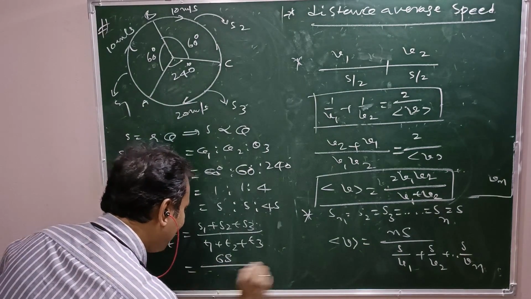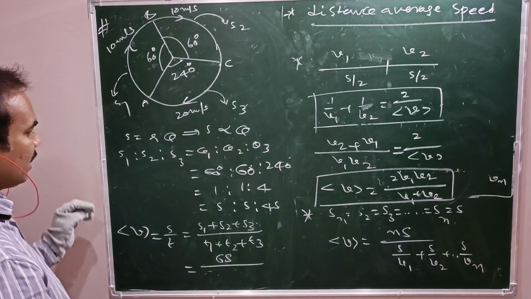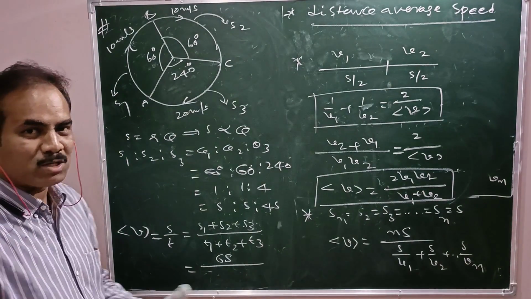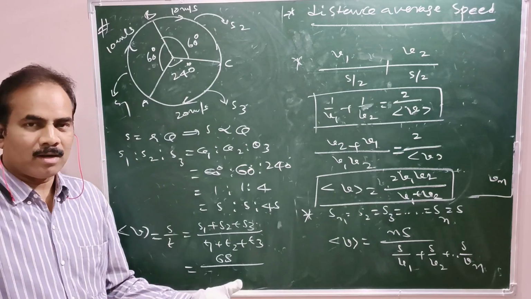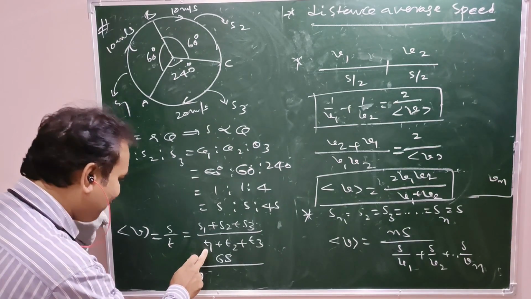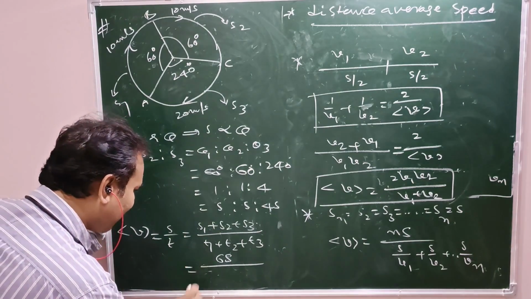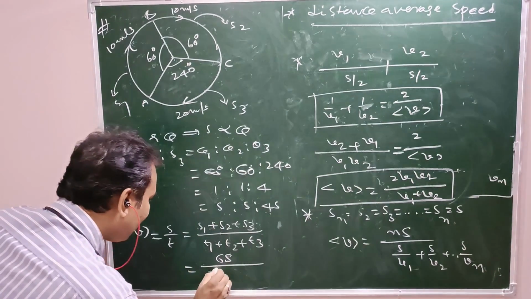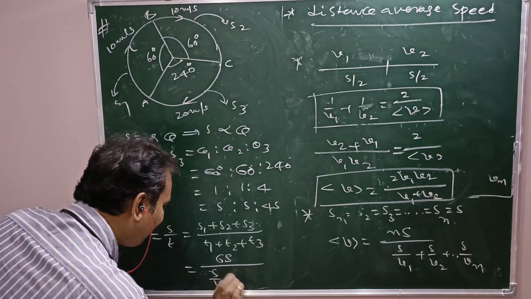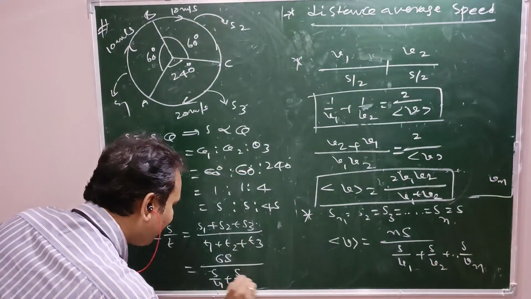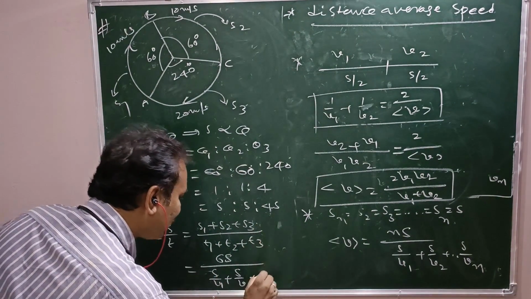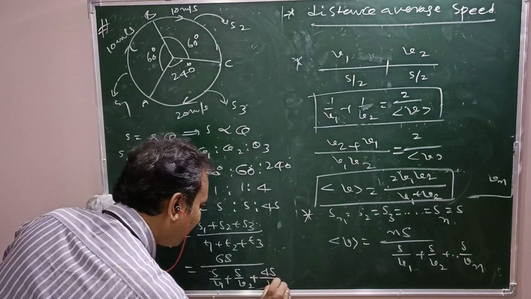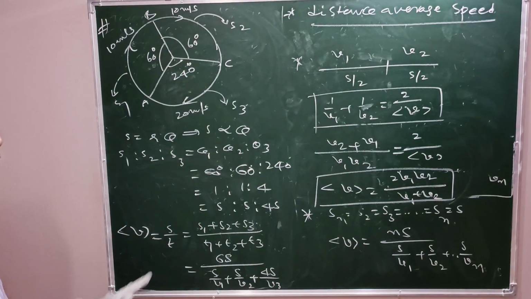What is T1? Distance equals speed into time, so time equals distance by speed. Time equals distance by speed, that is S by V1 plus S by V2 plus 4S by V3. Am I right?